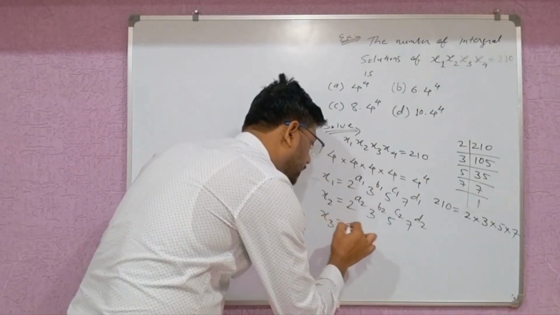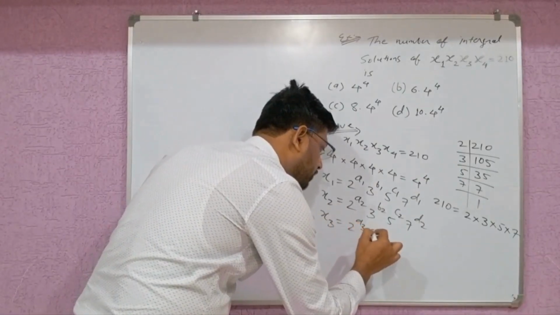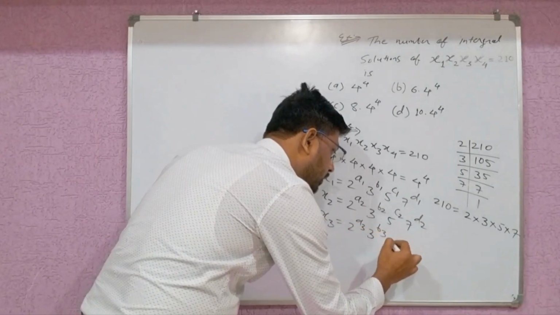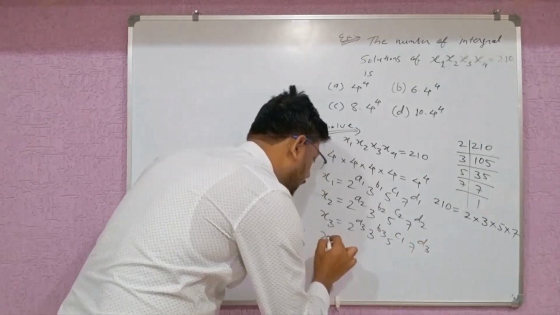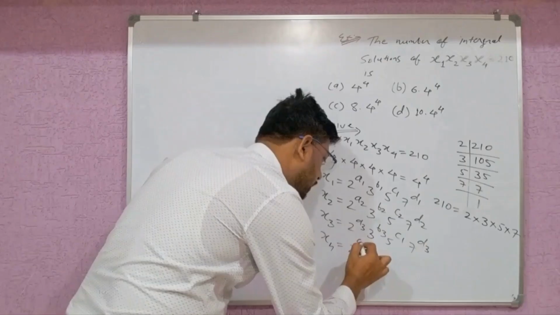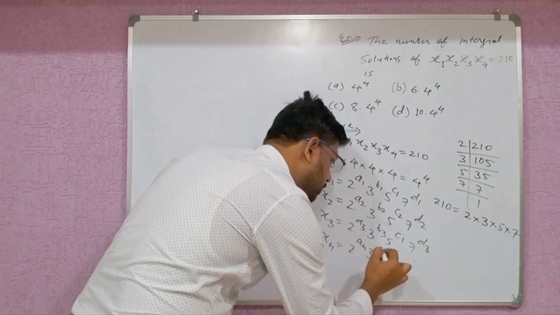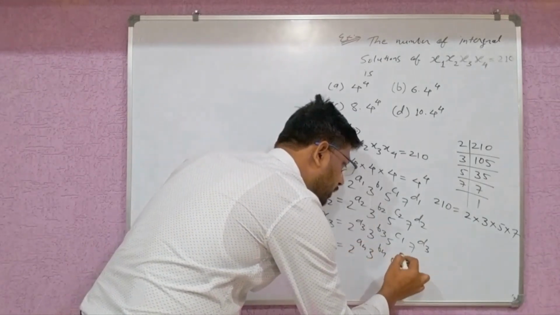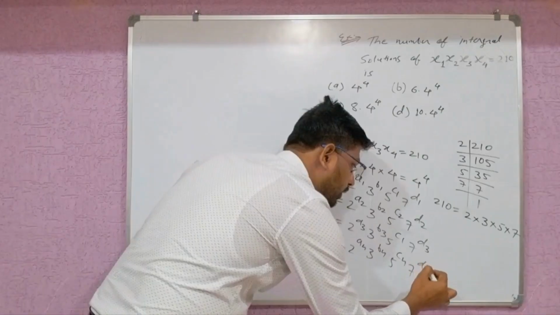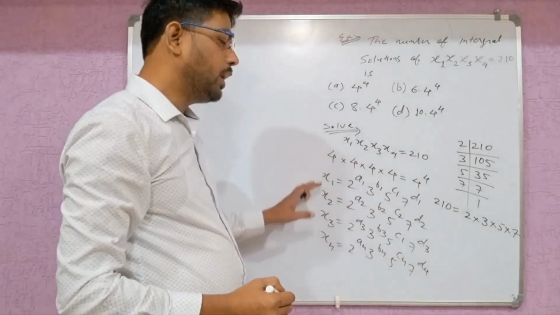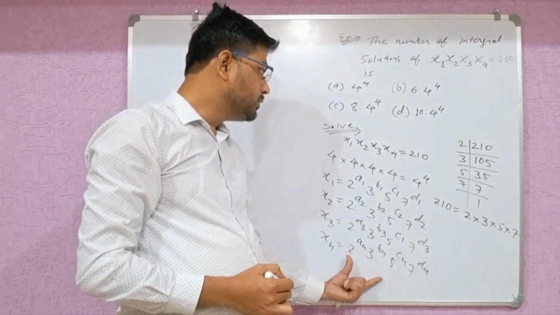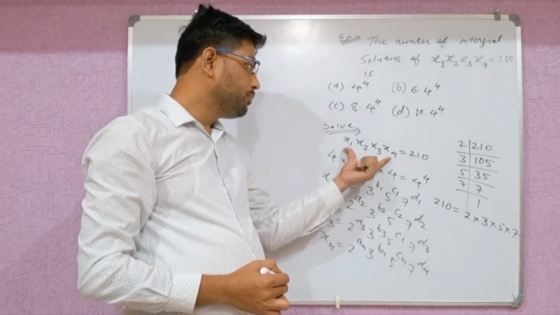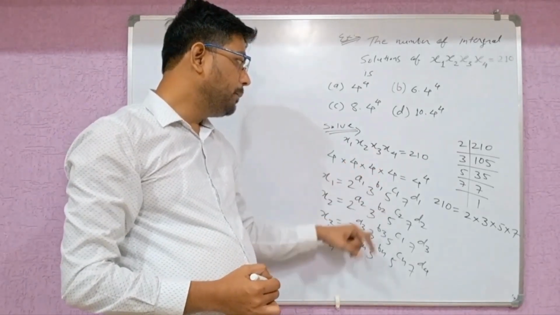x3, I am taking as 2 raised to power a3, 3 raised to power b3, 5 raised to power c3, 7 raised to power d3. And x4 I am taking as 2 raised to power a4, 3 raised to power b4, 5 raised to power c4 and 7 raised to power d4. Okay, so I have taken these x1, x2, x3 and x4. Now if I put these values here, all these will be multiplied.